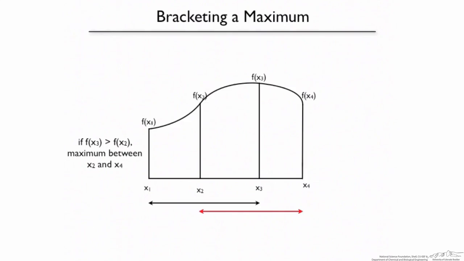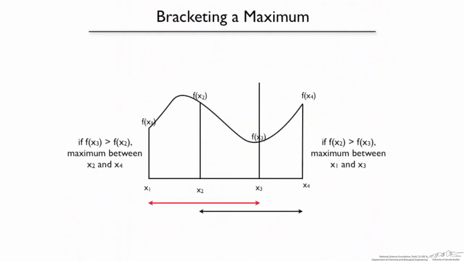So let's turn it around and look at the other situation, where f of x2 is greater than f of x3. And what we'll find, as makes sense, is that if f of x2 is greater than f of x3, the maximum is between x1 and x3. This is, by symmetry, pretty much the same thing. Here again, we're saying that the maximum has to be in the interval that has the larger value of the function. So the curve would have to look something like this.